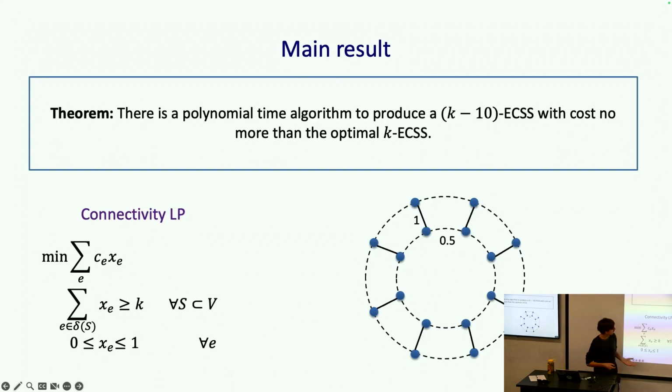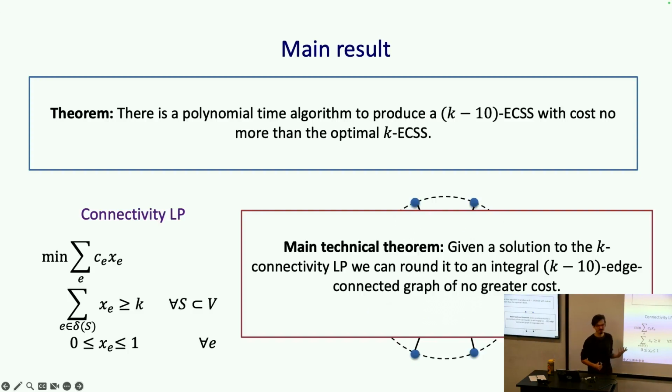OK, so here's an example of the solution for k equals 2. And maybe it looks familiar, right? This is just a fractional graph, G_x. So this connectivity LP allows us to optimize over the set of fractional graphs instead of the set of integral graphs.